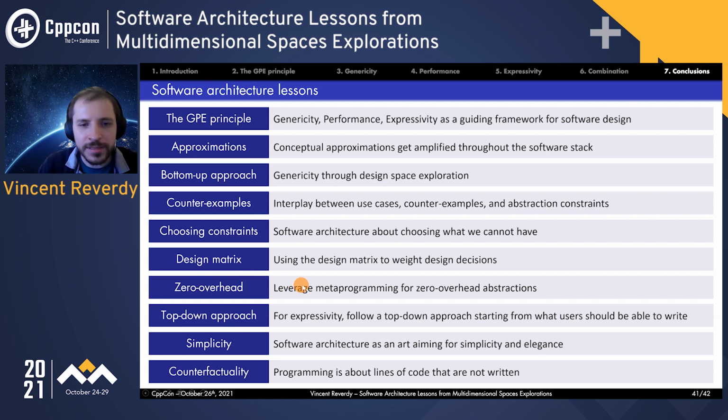Regarding performance, metaprogramming can be used to achieve zero overhead abstraction. For expressivity, a top-down approach is generally the best approach. And I will conclude on the fact that software architecture is more an art than a science, and we should focus on simplicity and elegance, even though achieving that is very complicated. And programming is more about the lines of code that are not written than the ones that are written.